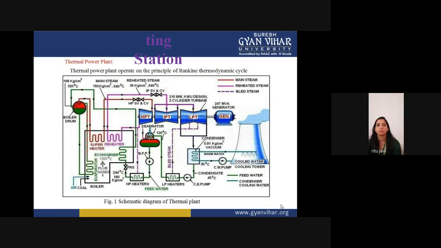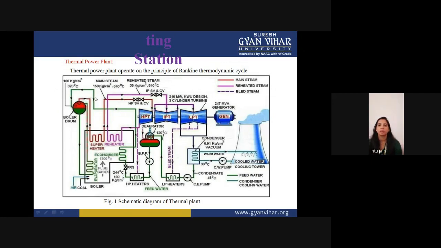That steam is used to rotate the turbine, and the turbine is directly connected to the generator. So when the turbine is rotated, the generator is also rotated. The generator converts the mechanical energy into electrical energy. So first we are converting thermal energy into mechanical energy, and mechanical energy is converted into electrical energy.